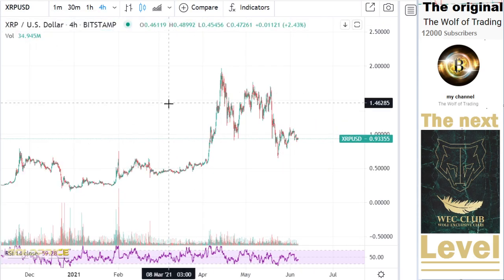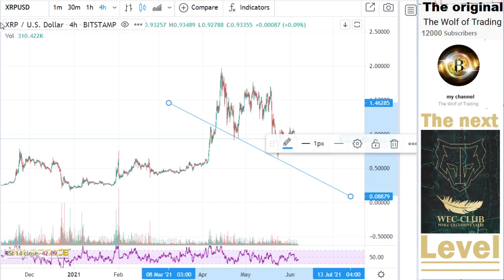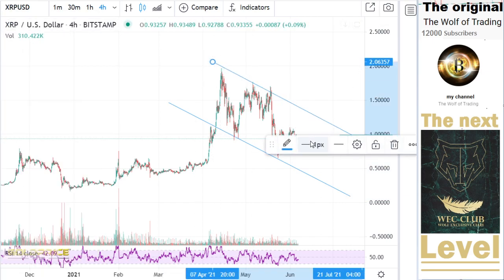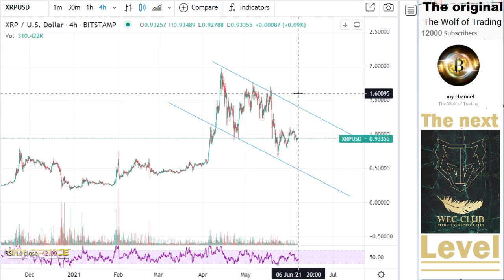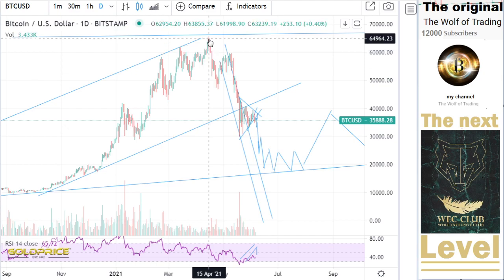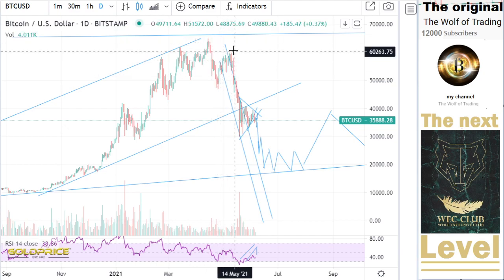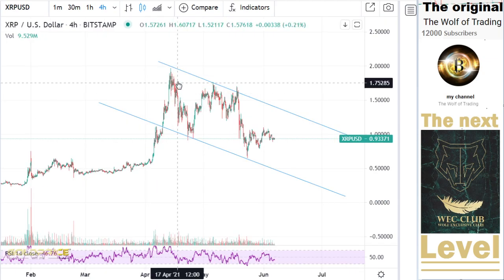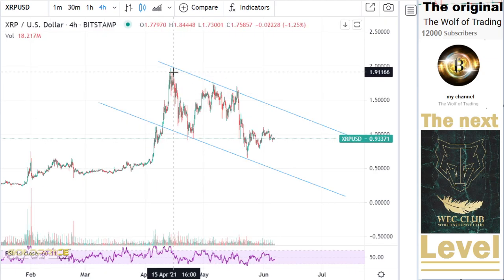XRP has a long-term negative channel to the downside. And the interesting thing is that at Bitcoin price we had a big fall in mid of April, and the second fall was mid of May. This and this. And if you look at XRP, you can see the big fall was at the beginning or mid of April.